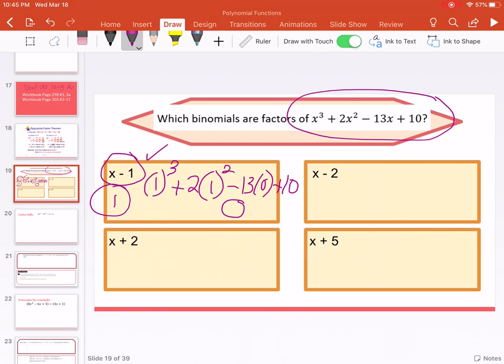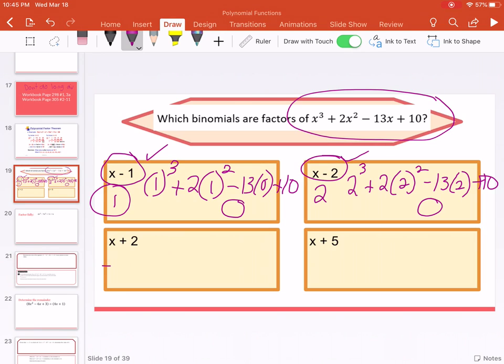The 0 of x minus 2 is 2. We'll substitute it into my polynomial using the factor theorem. Type it in my calculator. I end up with 0. And you can do that with the other ones as well. So x minus 2 is also a factor.